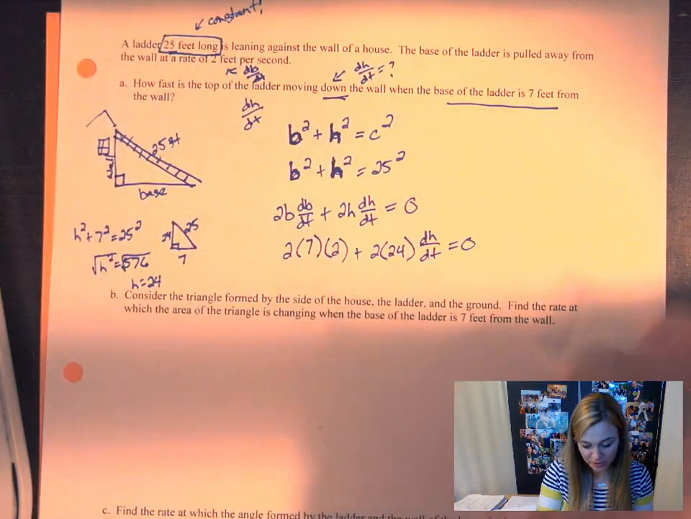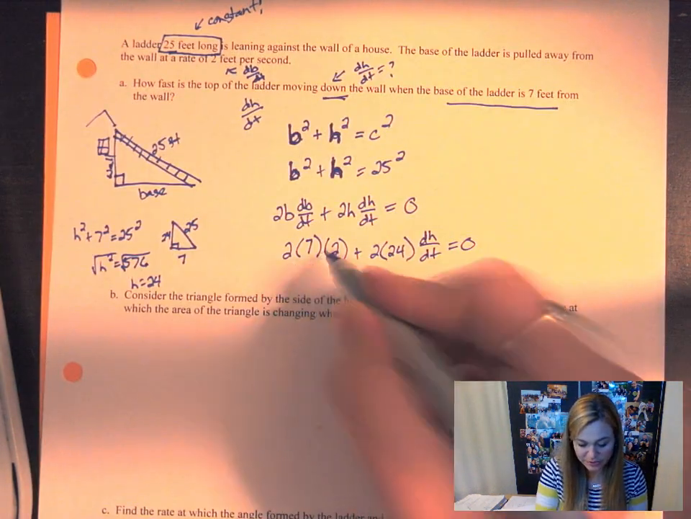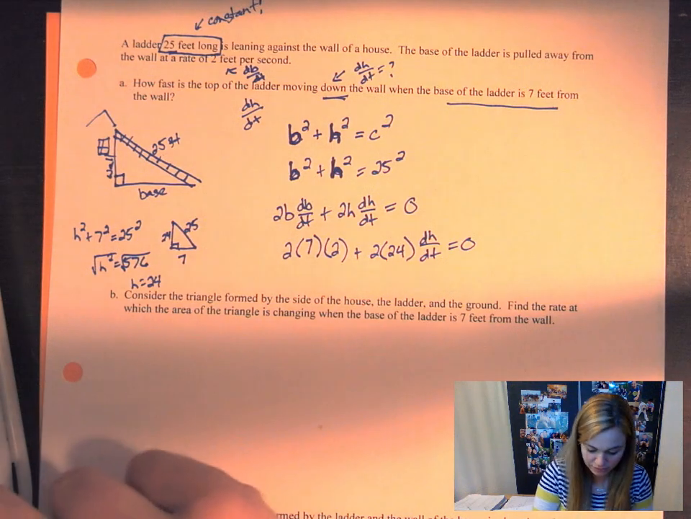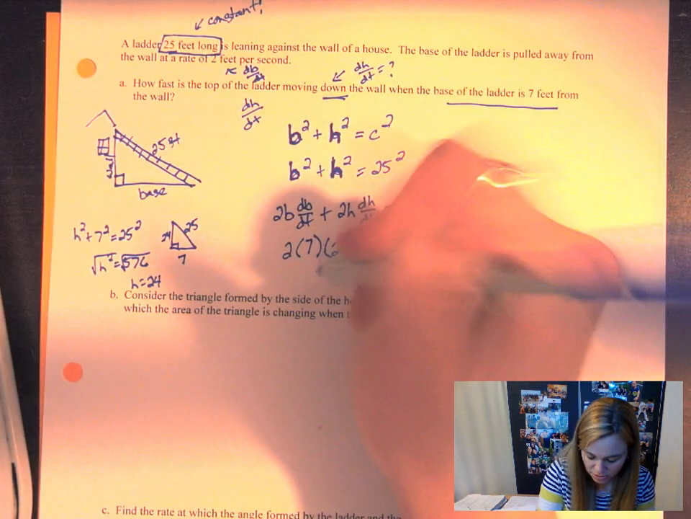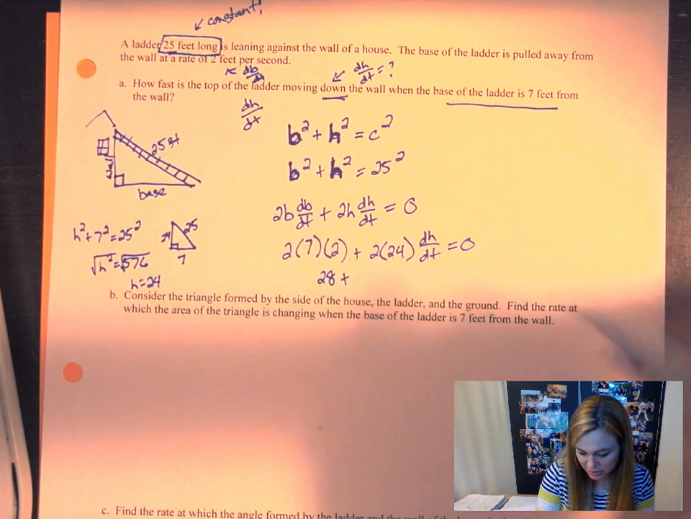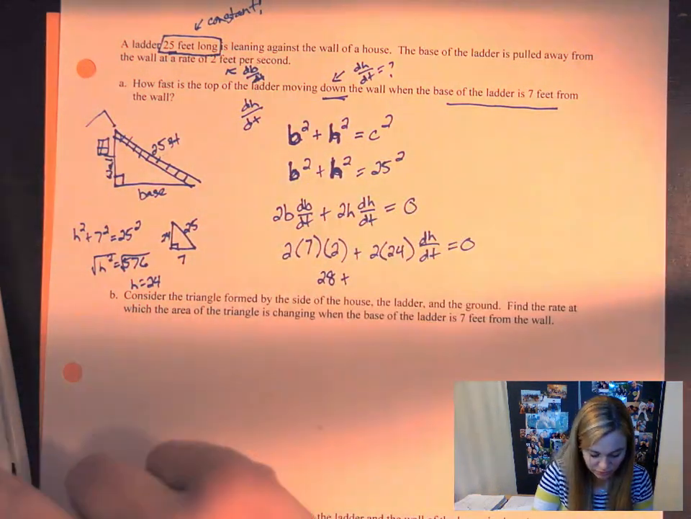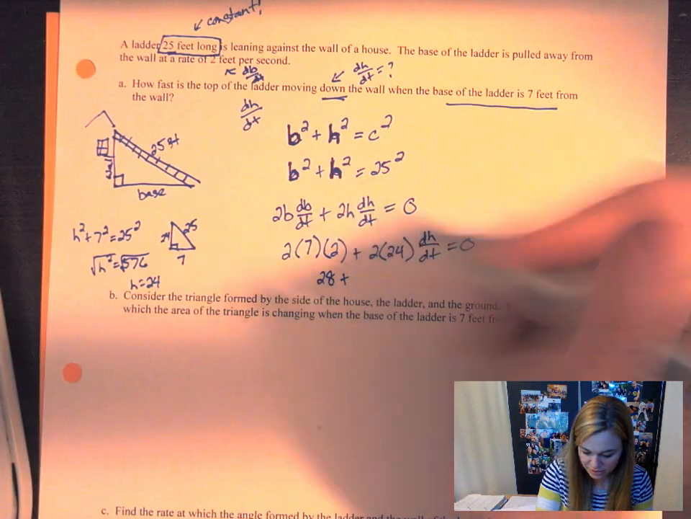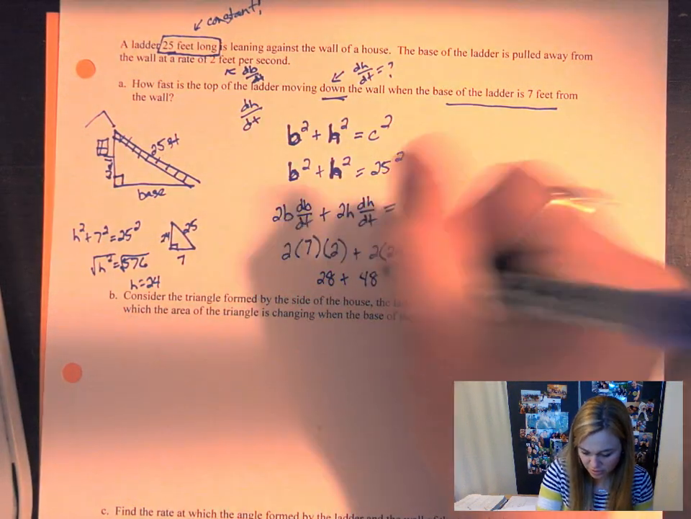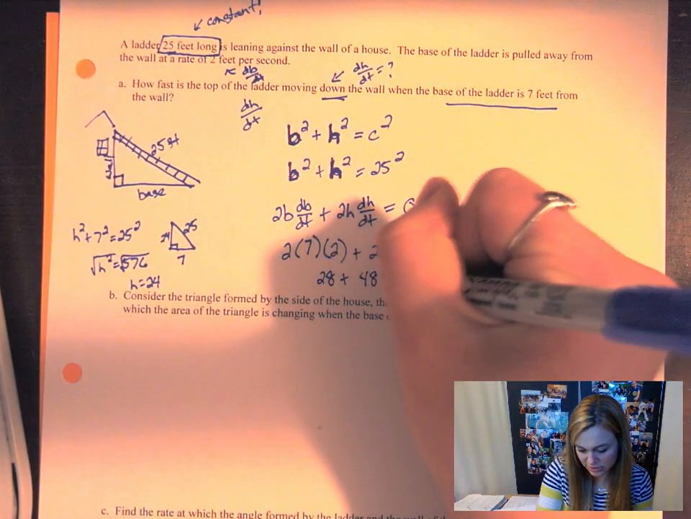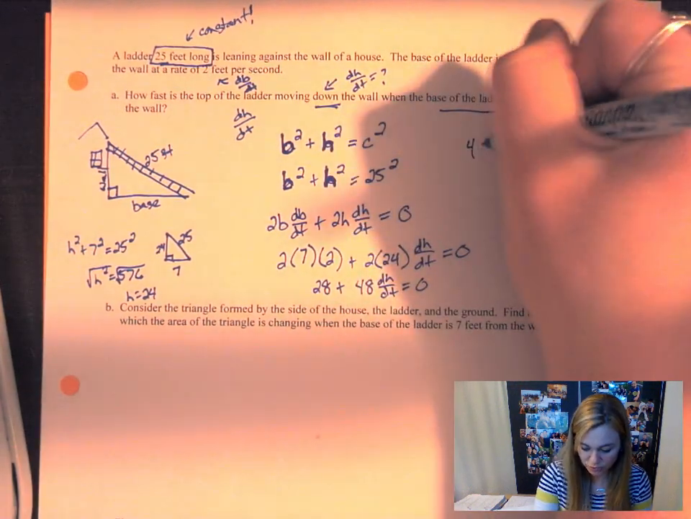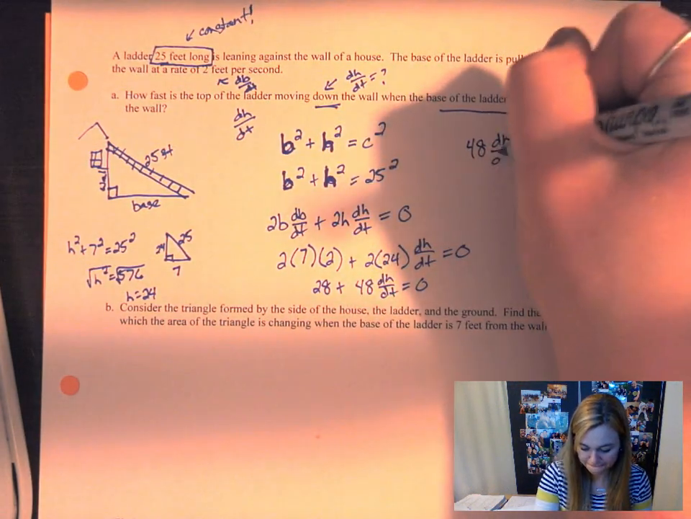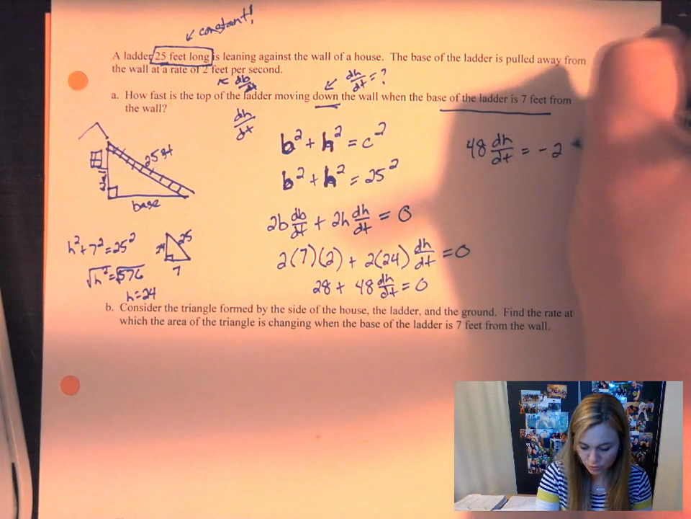And then I want to multiply and actually solve this. So 2 times 7 times 2, what is that, 28? But just to be sure, 28 plus 2 times 24 is 48 dh/dt equal to 0. Subtract 28 on both sides, so I get 48 dh/dt is equal to negative 28.